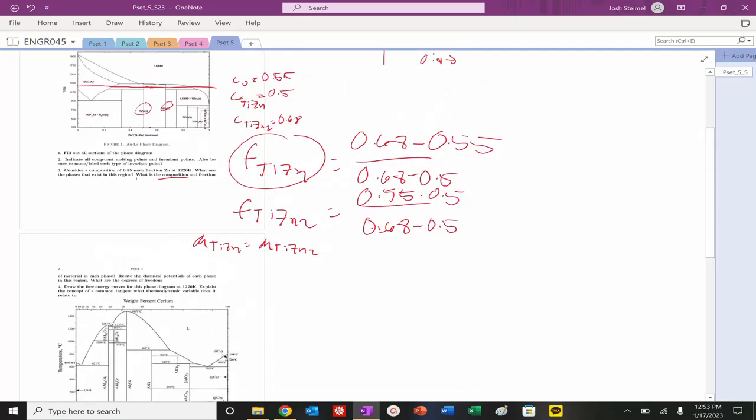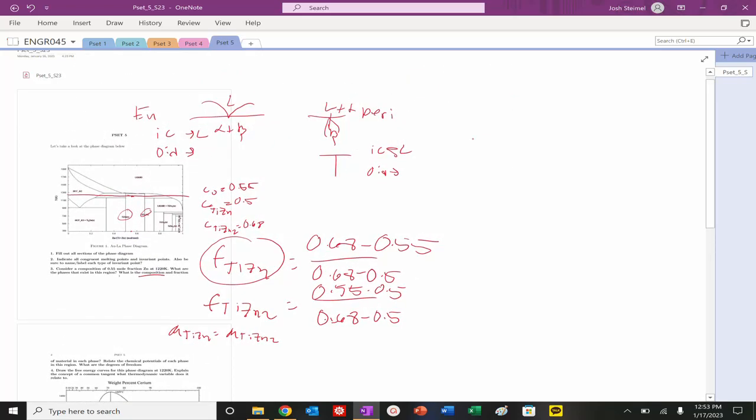So this is a binary phase diagram, so we're going to use the Gibbs phase rule. D plus P equals C plus 1. What are my components? 2. What are my phases? There are 2 phases in here. Degrees of freedom is 1.